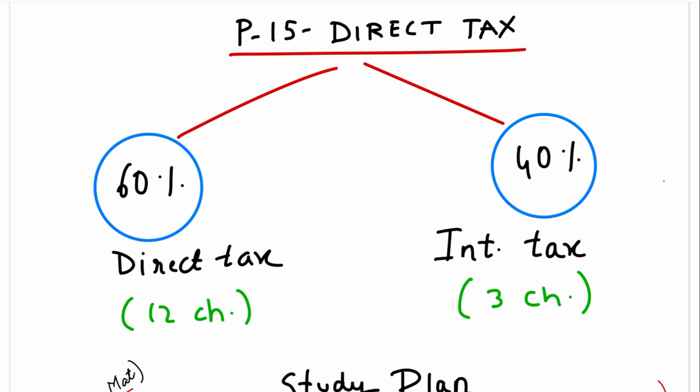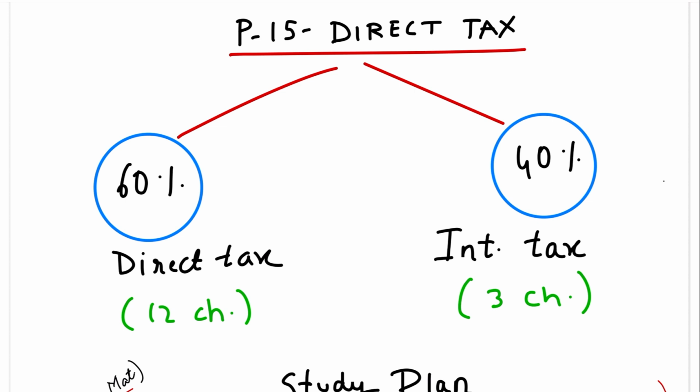Today let us analyze the subject direct tax, which is paper number 15 of CMA Final Group 3. This video is going to be a bit lengthy because I am going to discuss all the points, all the mistakes that I have committed while I was preparing the subject. Okay, now let us start the analysis.